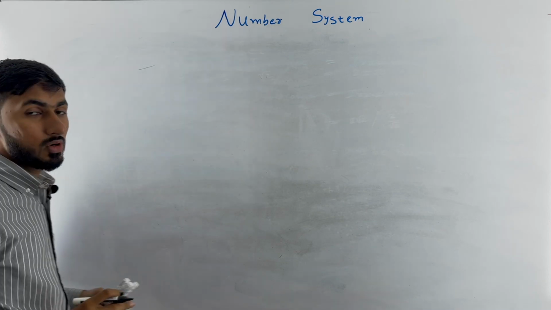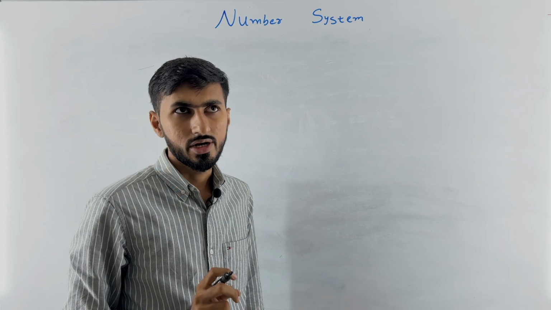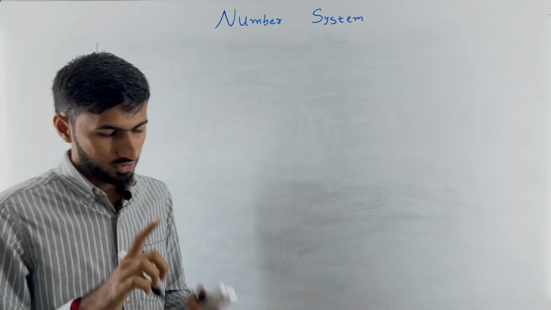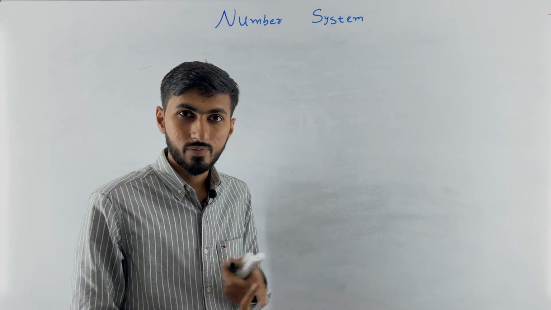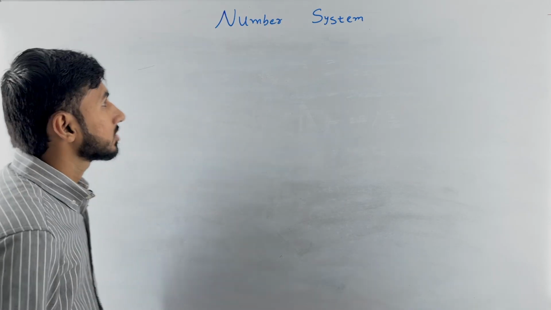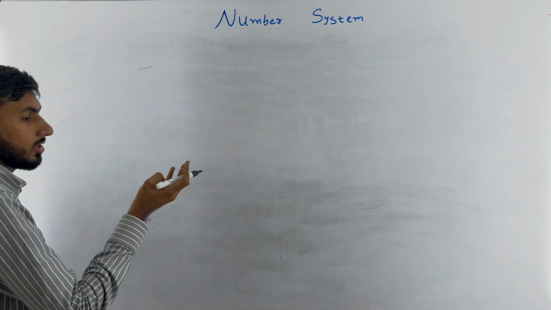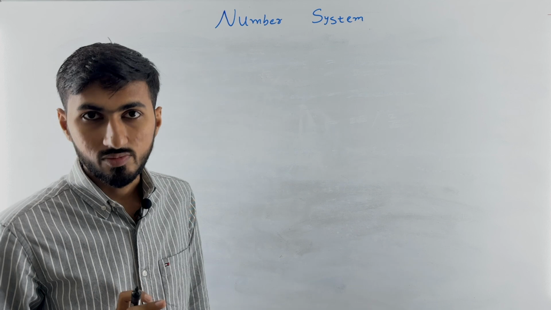You have already learned about properties that are satisfied by rational numbers in standard 8, I think, and that is commutative property, associative property and distributive property. Also, rational numbers are closed under addition and multiplication. So commutative, associative and distributive, these three properties are also satisfied by irrational numbers, right?